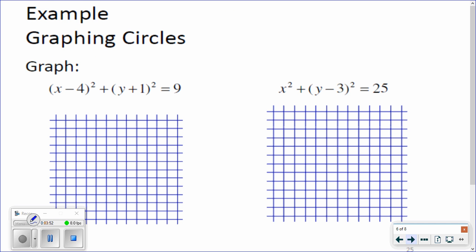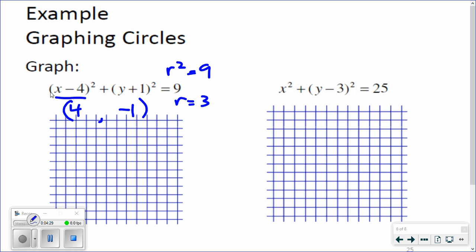Now we've got to graph them. We're going to graph the equations we're given and come up with what we need to know to graph them. First of all, we need to find the center of the circle. So ask yourself, what would make this 0? If I put a positive 4 in, 4 minus 4 would be 0. Put a negative 1 in for the y, and that's going to make that 0. So my center of the circle is at 4, negative 1. And what's the radius? Remember, this is radius squared equals 9, so the radius would just be 3.